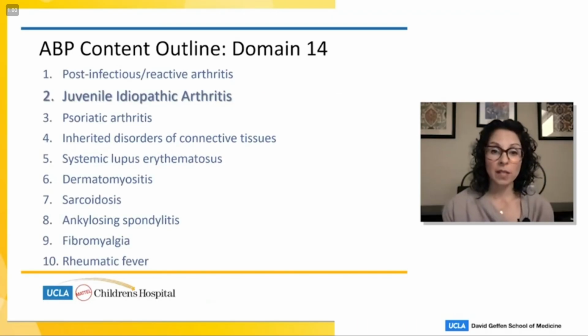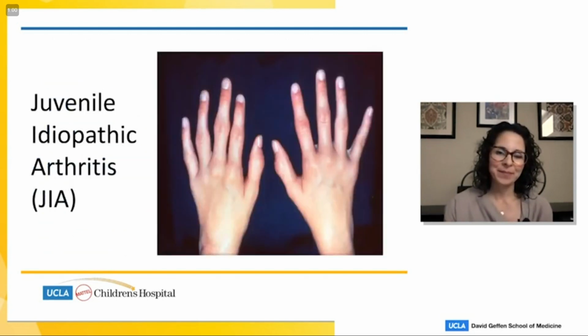Now, moving on to juvenile idiopathic arthritis, which is the most common thing that I see in my clinic. Picture of a polyarthritis patient. As you can see, a lot of small joint disease.